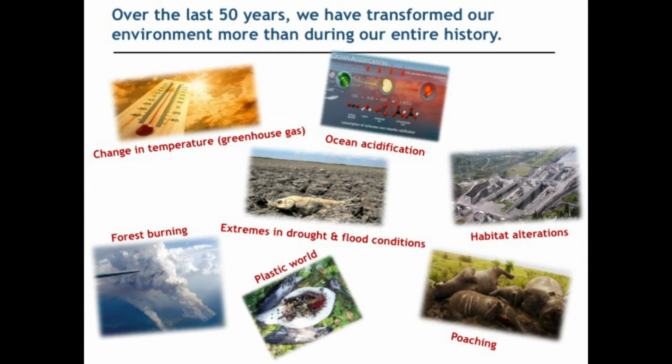So all of that is not going to improve unless we start to do things differently. Over the last 50 years, we really have transformed our environment more than during our entire history. Those are several of the threats that organisms are facing. Obviously, change in temperature related to the greenhouse gas, in the marine environment, ocean acidification, but also habitat alteration, forest burning, the plastic world, poaching, etc.